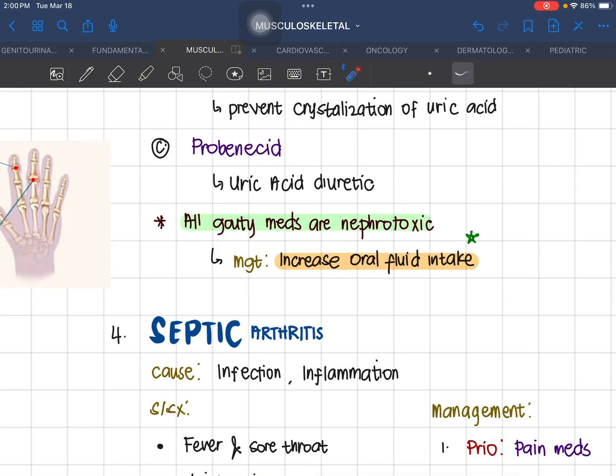So, tatandaan natin na ang mga meds na yon o mga gouty meds like colchicine, allopurinol, and probenecid, they are nephrotoxic. Toxic siya sa kidney. So, ang gagawin to manage that, we should increase our oral fluid intake.